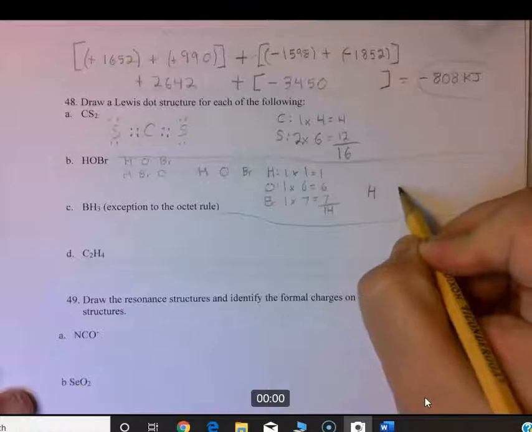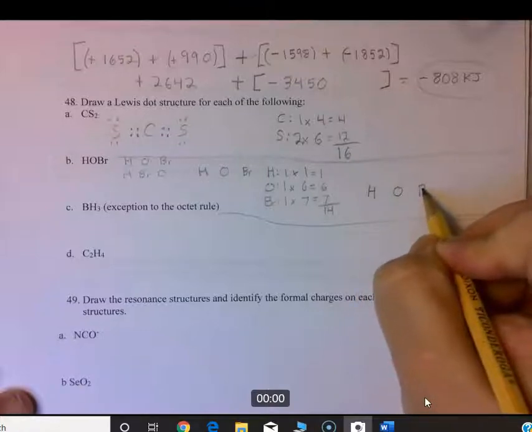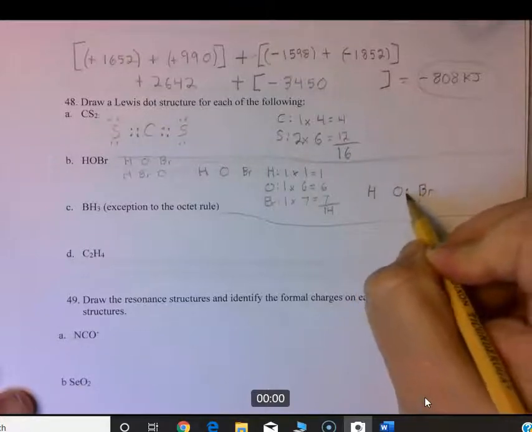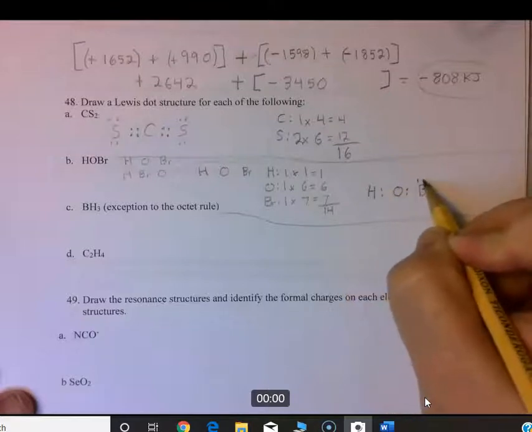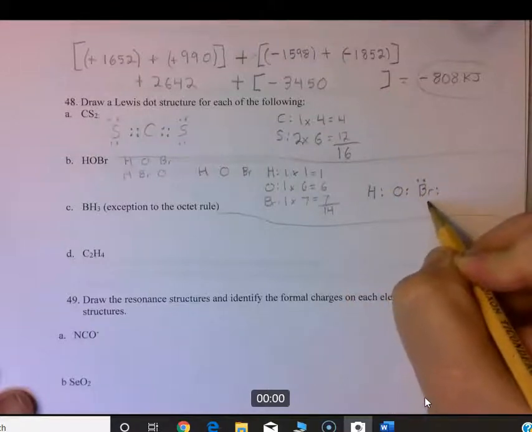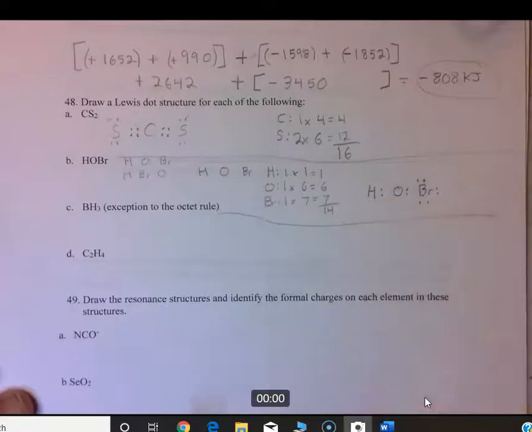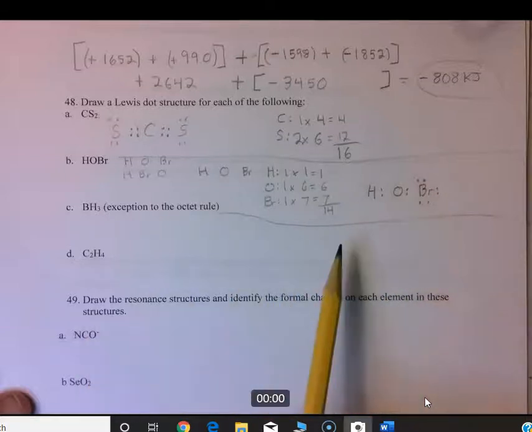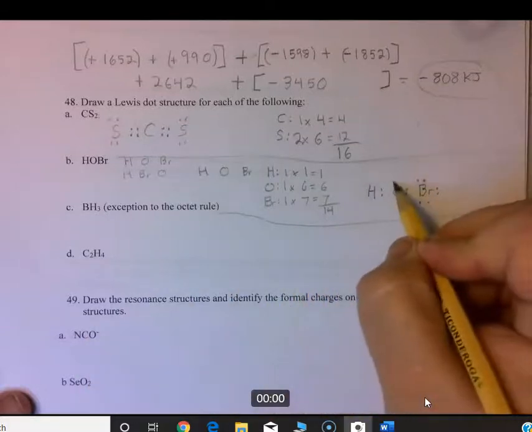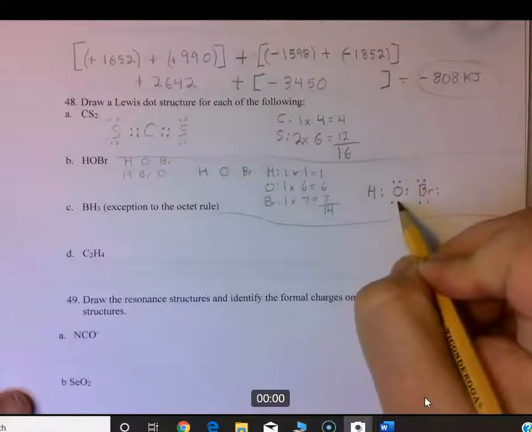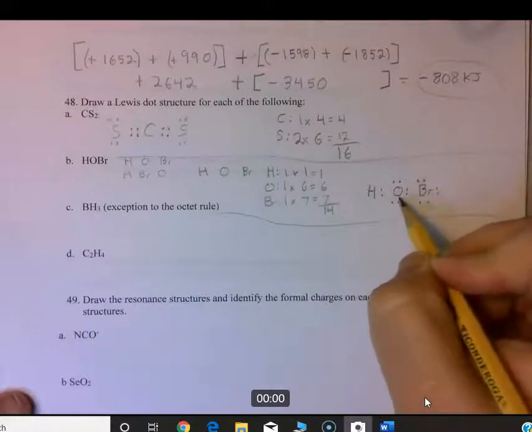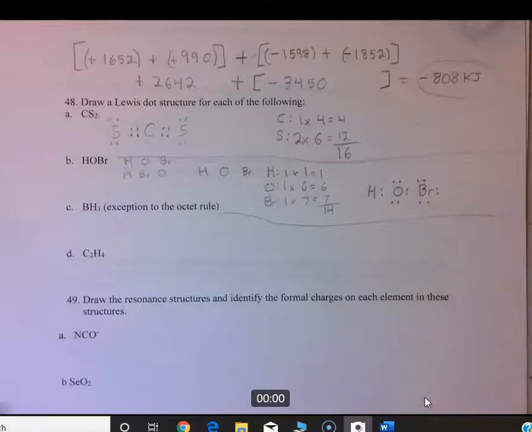H can never be a central atom. We knew that. So we're going to form single bonds. Now we're going to form octets around everything on the outside. You can't do any more to hydrogen. You can't put any more electrons there. So right now we've used 10 of the 14 electrons. So now we're going to finish it up by putting an octet around oxygen. And we have 8 plus 6 more is 14. So that's the Lewis dot structure for this.